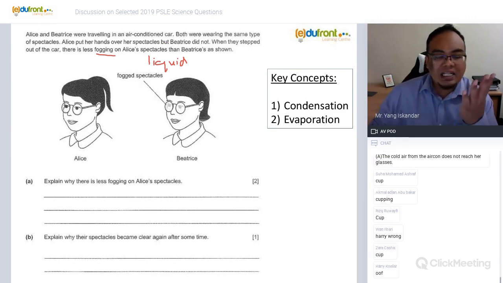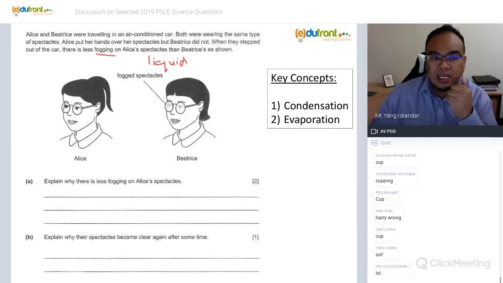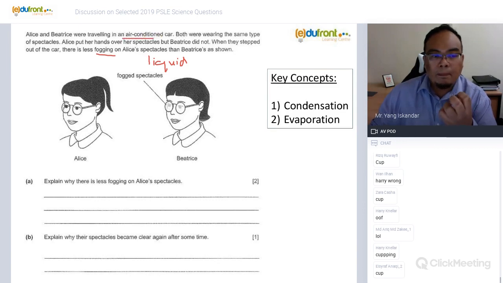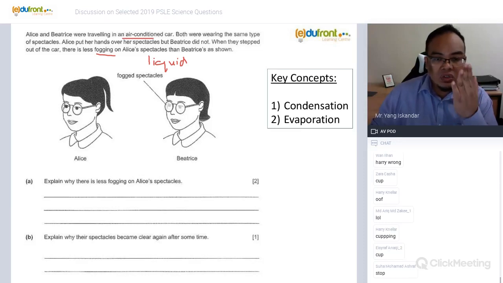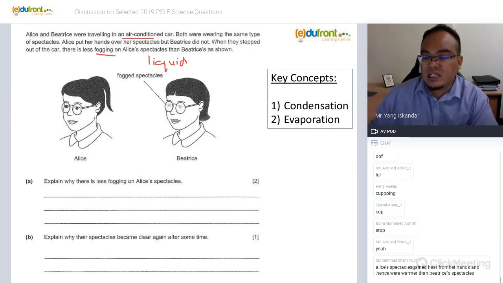Now the hand is warmer than the spectacle lens. Remember, she has just come out from the air-conditioned car, and it is cold, but the hand is warm. Our body temperature is about 36.9 degrees Celsius. So what happens when we touch a warmer object, which is the hand, to the spectacle lens? There will be heat transfer, correct or not? Now, how does the heat transfer?